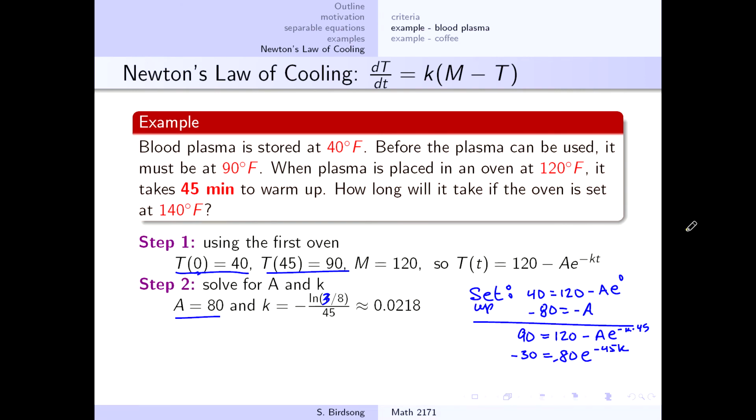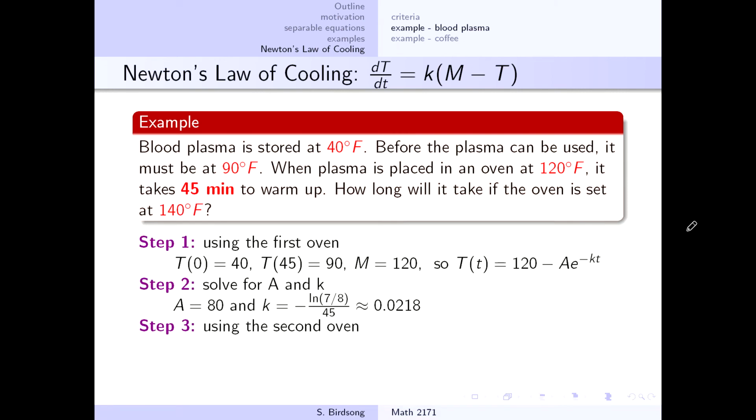So, next thing that we would do is we'd set up our second oven. Remember, this here was a 3, not a 7. So in the second oven, we know we've got a temperature, a room temperature, a surrounding temperature in the oven of 140. So here, what we've got is we've still got the A is the same, the k is the same, this decimal right up here. The 140 switches out, so now with this new function, we're good to go in terms of answering the question.